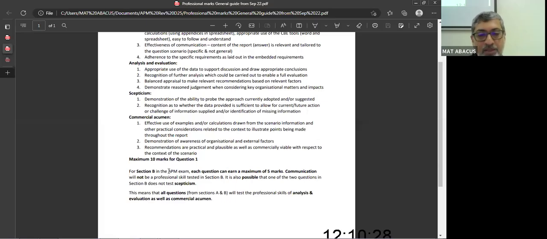So for Section B in the APM exam, each question can earn a maximum of 5 marks, professional marks. Communication will not be a professional skill tested in Section B. It is also possible that one of the 2 questions in Section B does not test skepticism. This means that all questions from Section A and B will test the professional skills of analysis and evaluation.